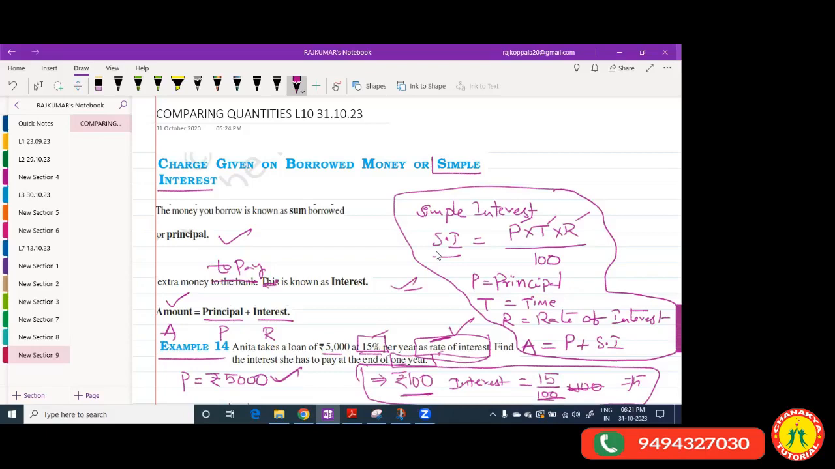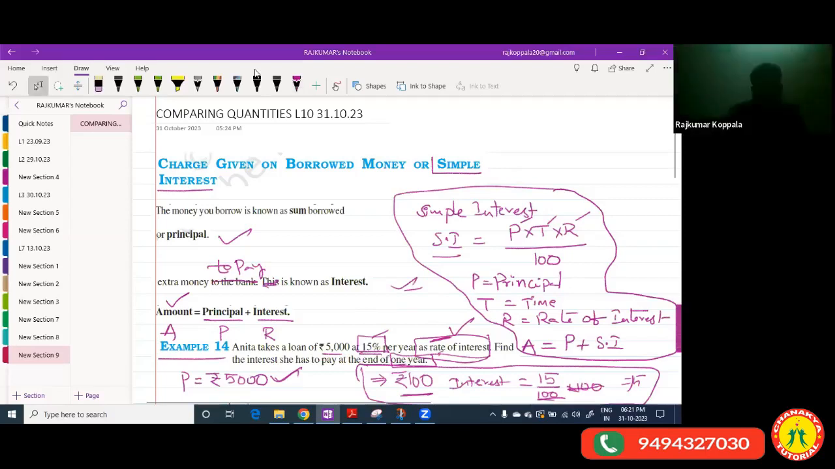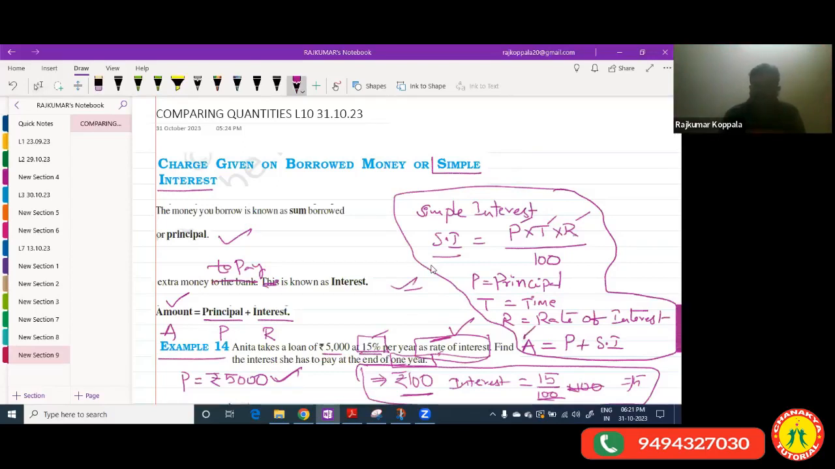What is the formula for simple interest? PTR by 100. And the amount formula is principal plus simple interest. Right? Sometimes they will ask to find the simple interest. Sometimes they will ask to find the time in the questions. Sometimes they will ask to find the rate of interest, like that. Sometimes they will ask for the amount.